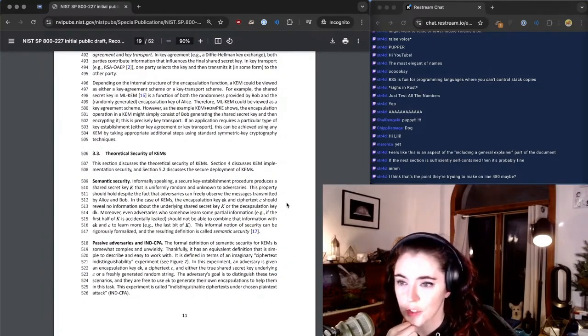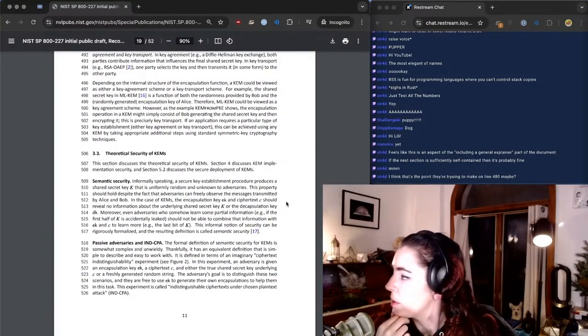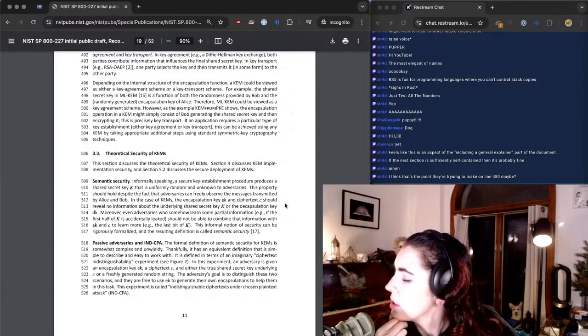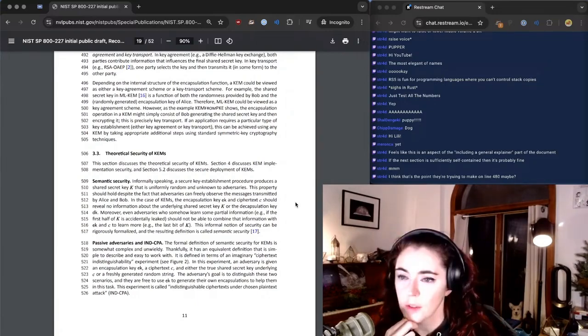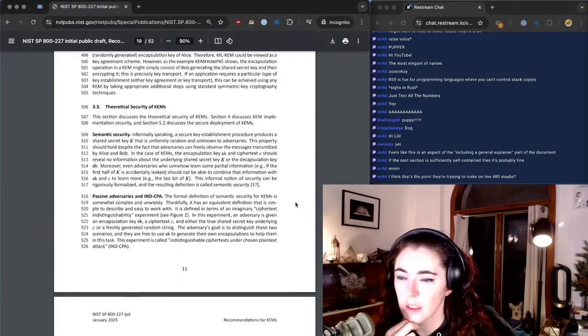It's illustrative. Probably want more language about not using it in practice. If the application requires a particular type of key establishment, either key agreement or key transport, this can be achieved by using any KEM by taking appropriate steps using standard key controls.